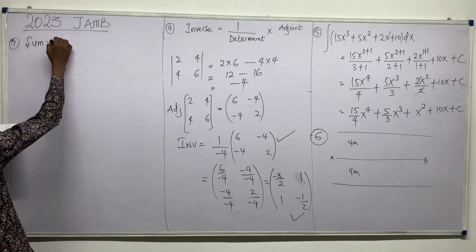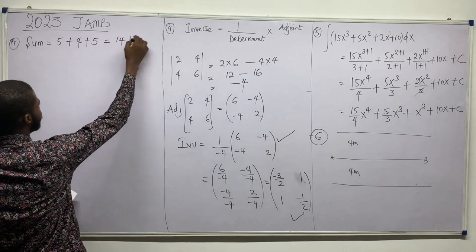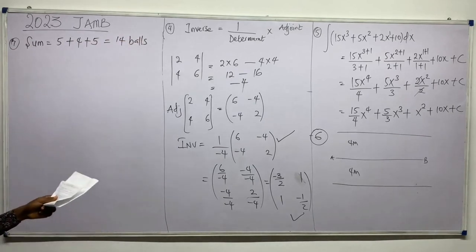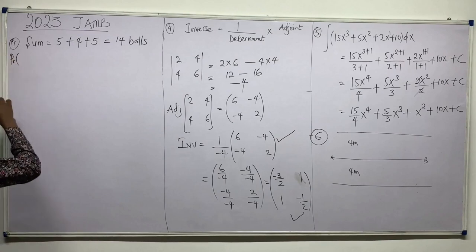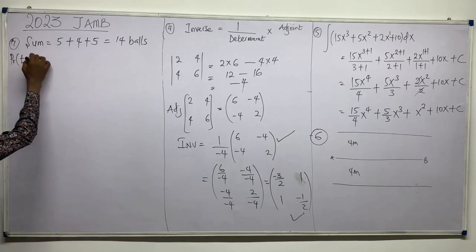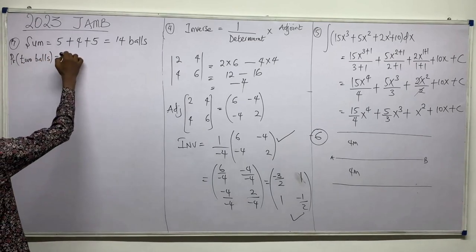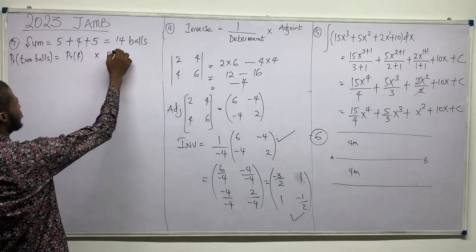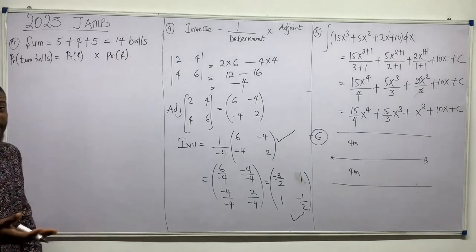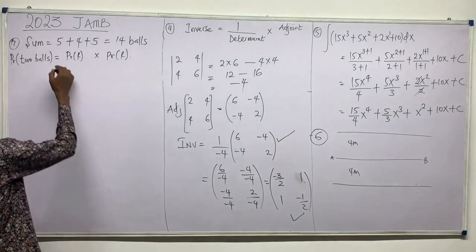The sum of balls, this is 5 plus 4 plus 5. So that means we have 14 balls. Yes, so that's the meaning. We have 14 whole balls. Okay. Now, if this is going to work out for us, probability of picking 2 red balls. So let us get started, which actually means probability of picking red, that's both balls are red, times probability of picking another red. Probability red, comma red.